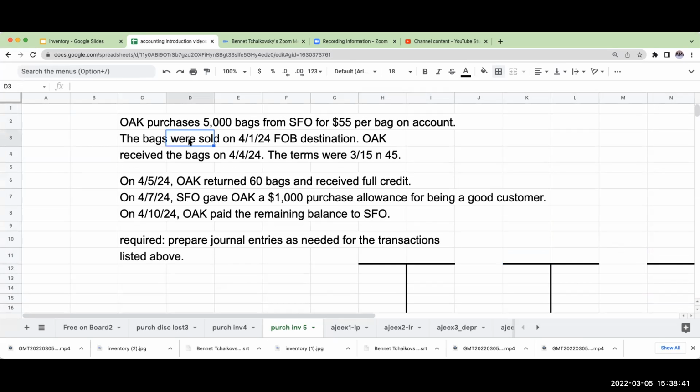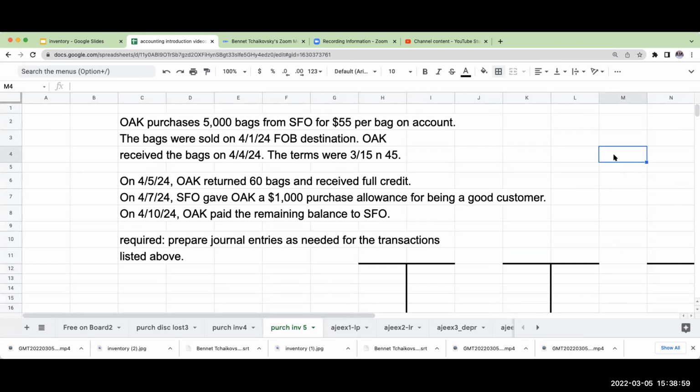Okay, so first question is, when do we record the sale? If it's being sold free on board destination and we receive the bags on April 4th, when do we record it? We record it when they are received. So right over here, we're going to record this transaction on April 4th.